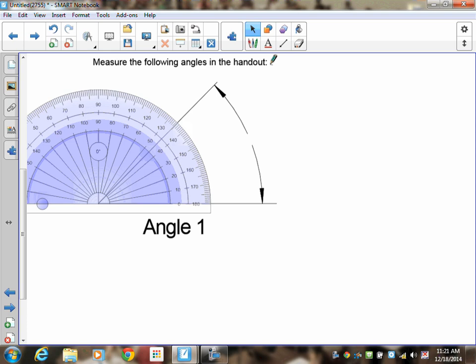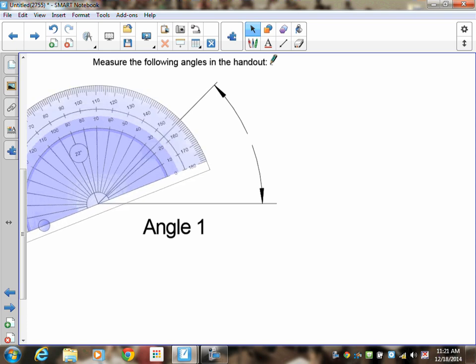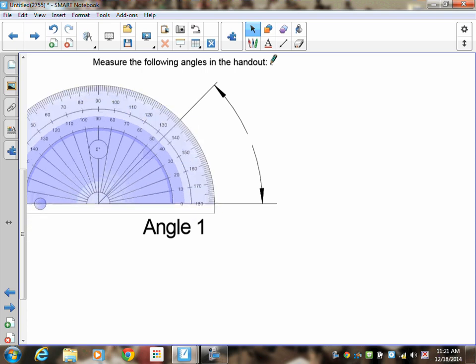The other thing that has to happen is this part of the protractor, you can see where the 0 is here and the 180, I have to move that down and it has to be on that line. Now when you're measuring the angle, you'll notice there's 2 scales on your protractor. You have a scale which is on the outside right here, and you have a scale which is on the inside. When you measure an angle, you always start at 0.